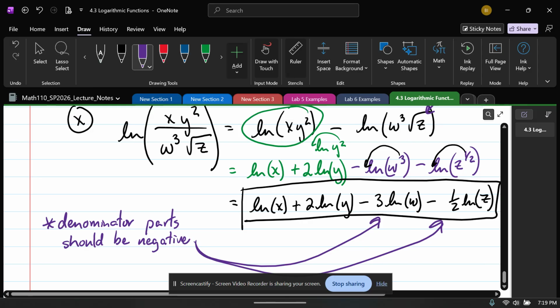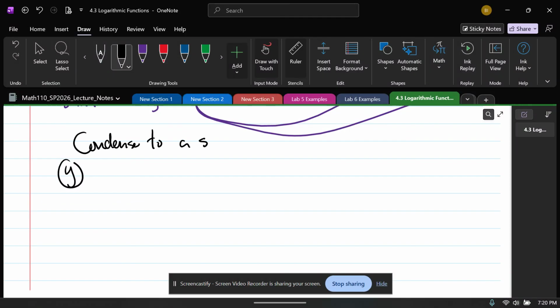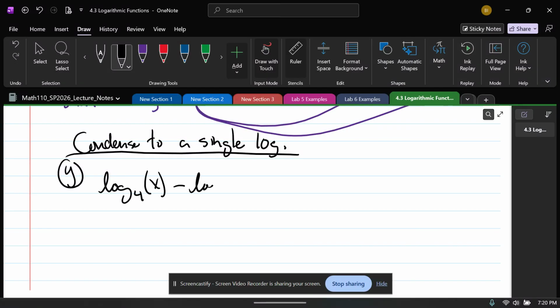Condensing, we already know the properties now. We've been using them to do the expanding, so the condensing should go a little quicker because we've been working with those properties and we know them real well now. So condense to a single log. Yay.